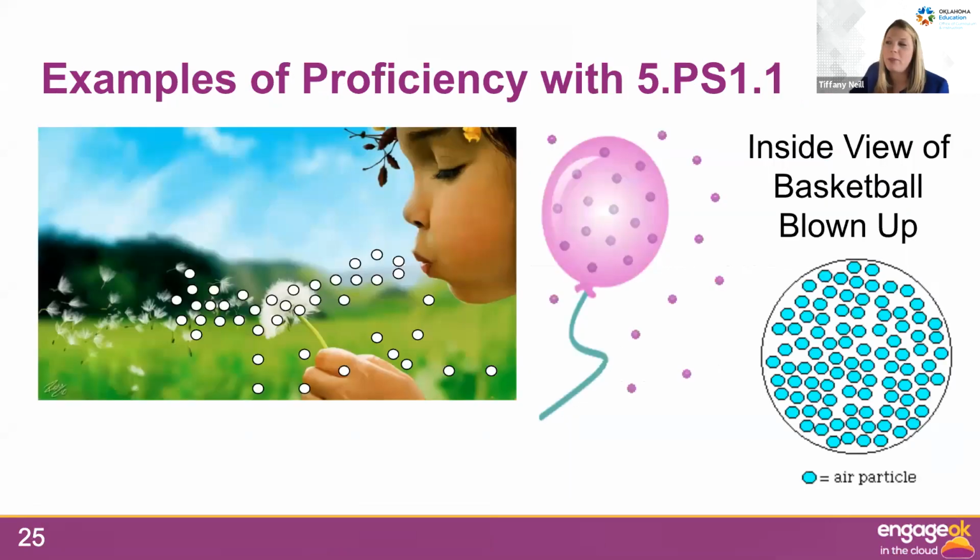So here are examples of proficiency with 5PS1-1. It's really students showcasing that they understand that things that they can't see are made of particles too small to be seen. So here we see maybe a student could showcase for us that a little girl blowing on a dandelion, that there are air particles that you can't see, but it's here in the model and shows that the student understands that those particles are there. In the same way that a student might draw little dots on a balloon or dots inside of a basketball. So guess what? That's the main learning goal here at 5th grade for this standard.